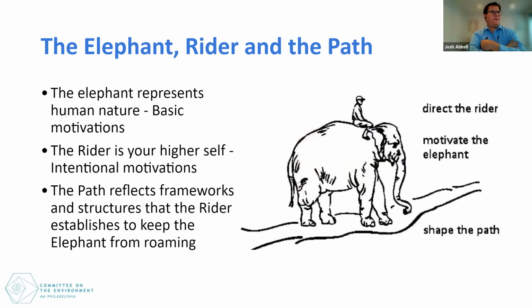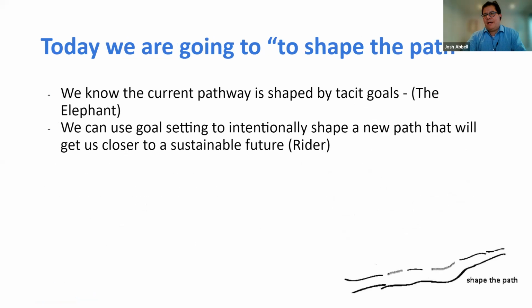Those of you who were part of this last month will remember Rob Fleming's analogy of the story of the elephant, the rider, and the path. The elephant represents basic human nature and basic motivations, and the rider represents the higher self and intentional motivations, but they need a path. The goal this evening is to talk about that path and how to shape it towards projects that achieve higher in terms of sustainability metrics, overall performance and comfort, and the other aspects of sustainability that we're going to be talking about.